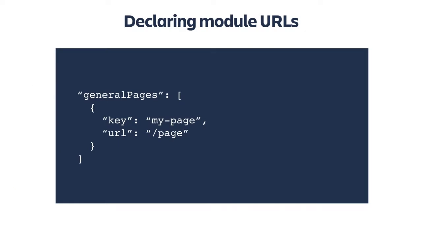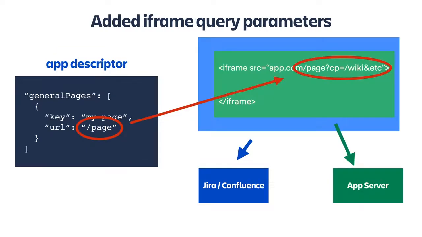To render an iframe in Jira or Confluence, the app declares a module in the app's descriptor, like this. The example here declares a page module, but iframes are also used for other modules such as web panels, dialogs, and Confluence dynamic content macros.